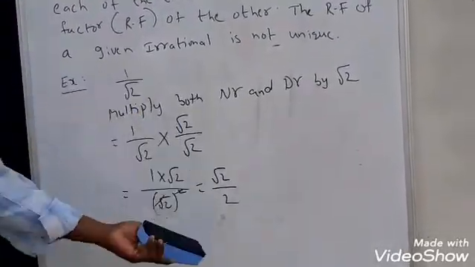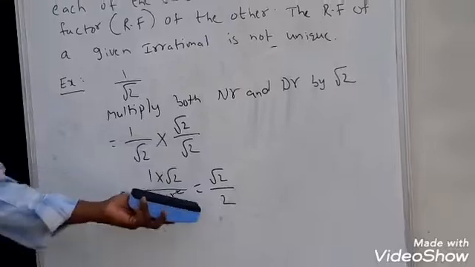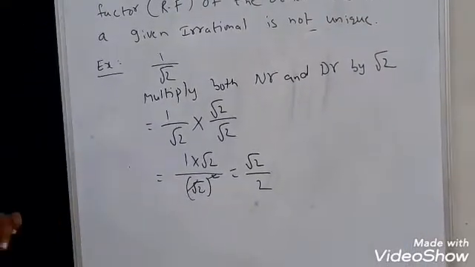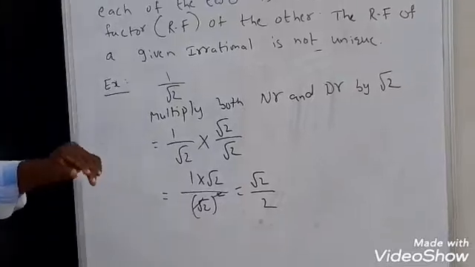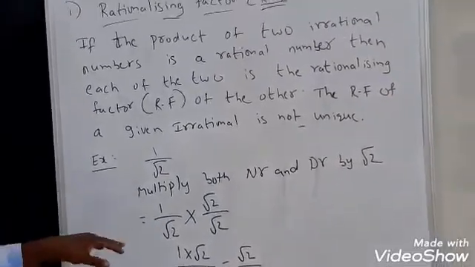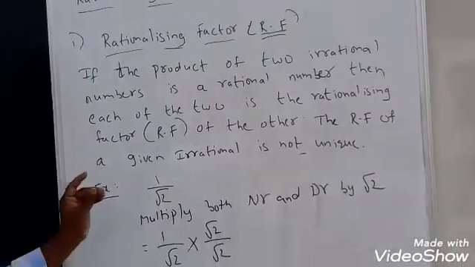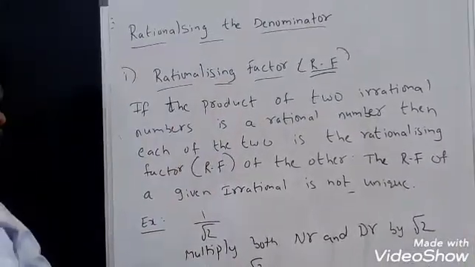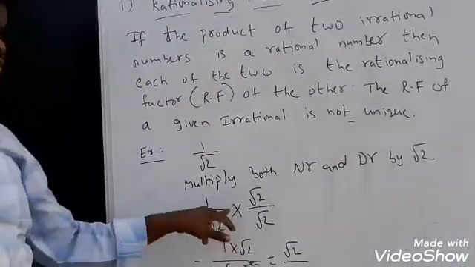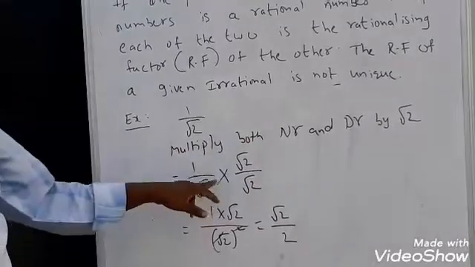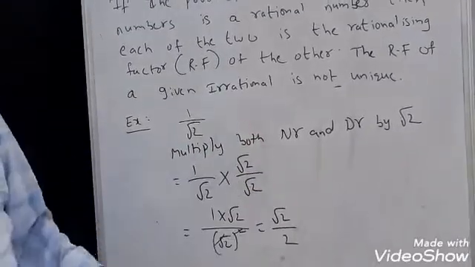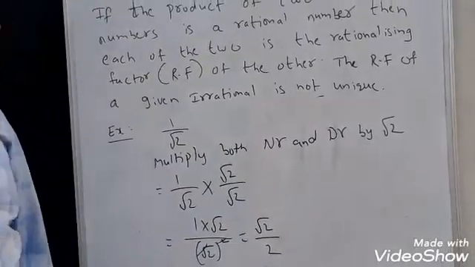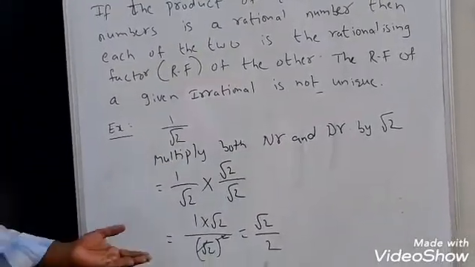That means the denominator is converted into a rational number. This process is called rationalizing the denominator. If anybody asks you to rationalize the denominator, whatever you multiply the denominator with, you have to multiply the numerator with also. So we multiply both numerator and denominator by root 2.